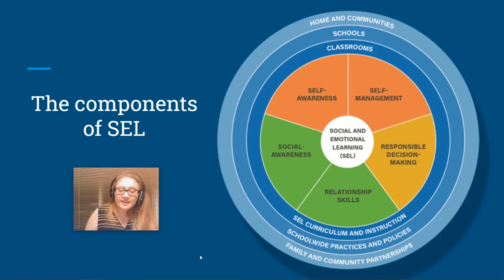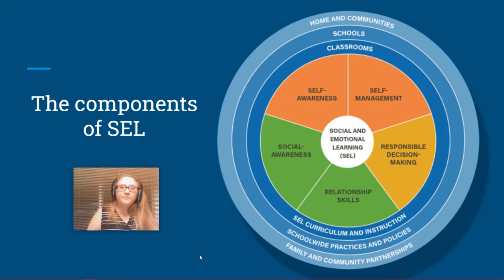Social awareness is perspective taking, empathy, appreciating diversity, and respecting others. And relationship skills is the ability to communicate, socially engage, build relationships, and work through teamwork. Responsible decision making focuses on identifying problems, analyzing situations, solving problems, evaluating, reflecting, and ethical responsibility.